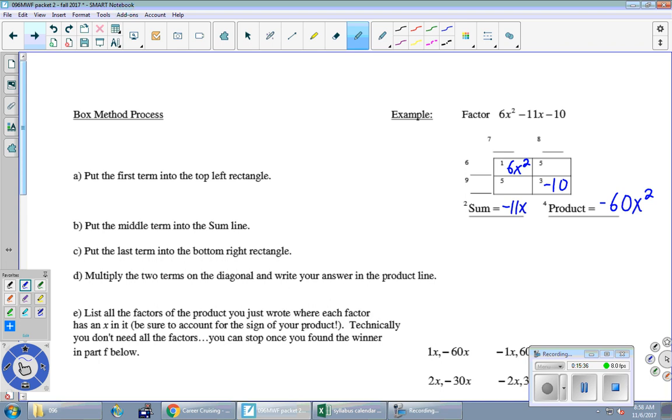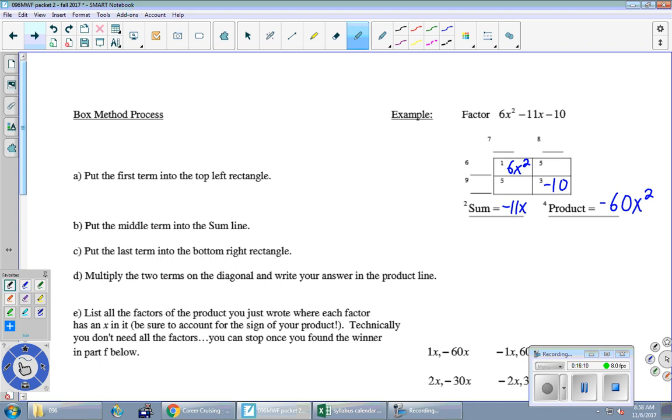And then we get to the hardest part of the process, and that's filling in the 2 blanks on the other diagonal. And the 2 blanks satisfy these 2 conditions. Their sum is negative 11x, and their product is negative 60x squared. And remember, we always start by focusing on one of these 2 and not the other. Which is the one that we start thinking about, the sum or the product? It's the product. We always think about the product. There's a finite number of options for things that multiply to negative 60x squared, but there's infinitely many things that add up to negative 11x. So we focus on the product.